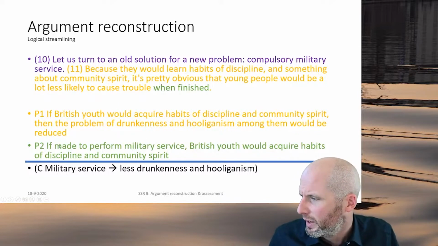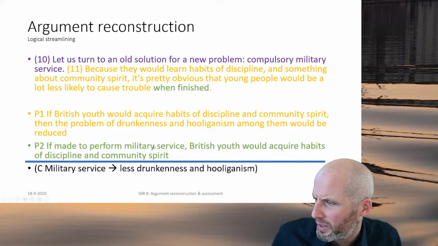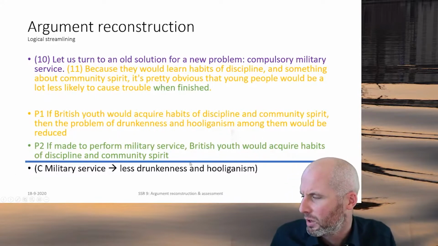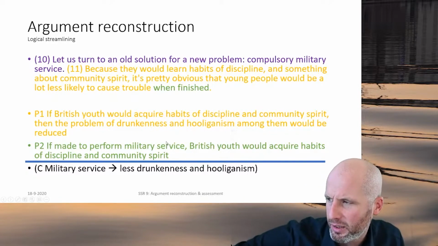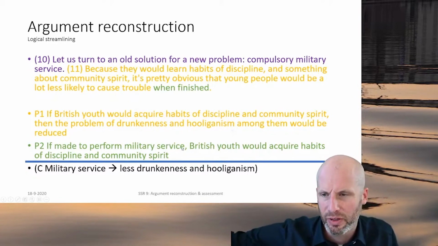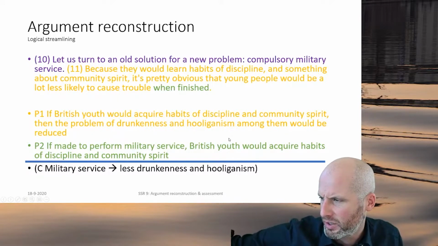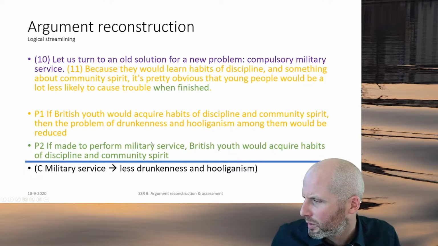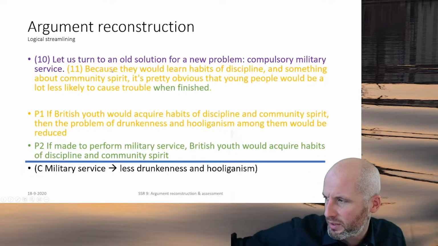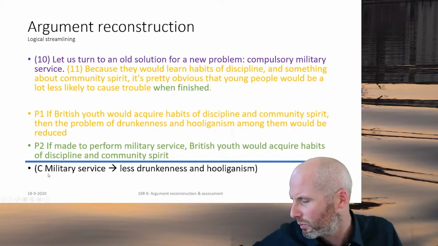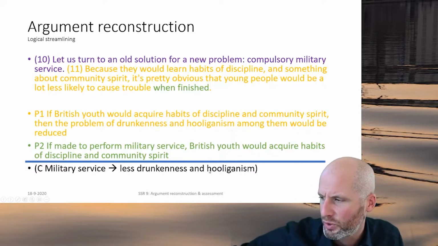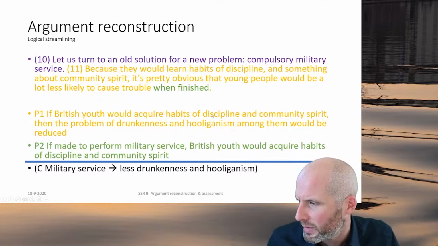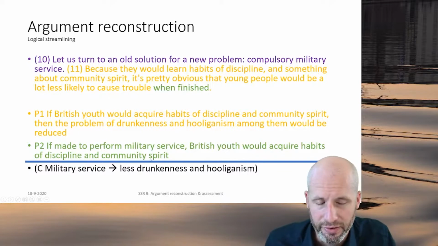So if they were made to perform military service, British youth would acquire habits of discipline and community spirit. So we made something that wasn't that explicit in the written text more explicit, and we've indicated that that's actually a chain of different conditional statements, right? And therefore we can conclude, which is left implicit in the original argument, that if people were to perform military service, that would result in less drunkenness and hooliganism, because they acquire discipline and community spirit in the military.